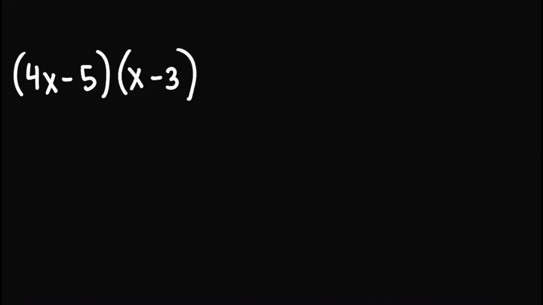Let's try to apply this in some examples. If we have (4x - 5) times (x - 3), then first we have the first terms, 4x and x, so we'll have 4x times x, plus the outer terms, 4x and negative 3, so we'll have 4x times negative 3.